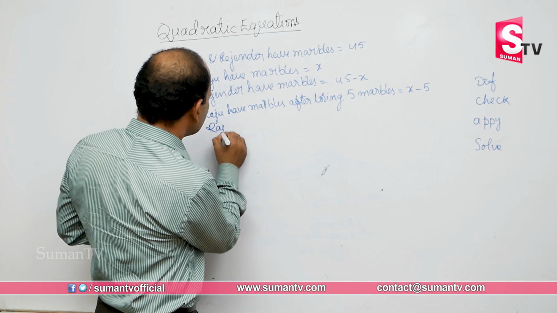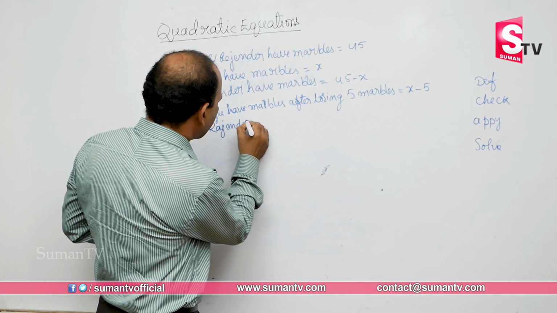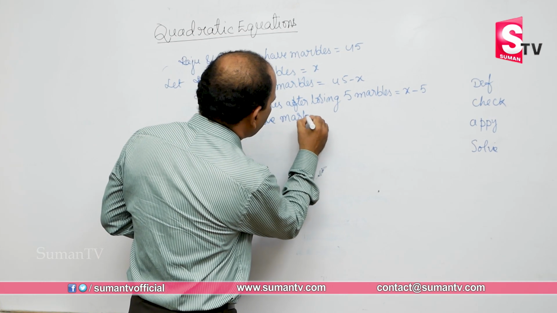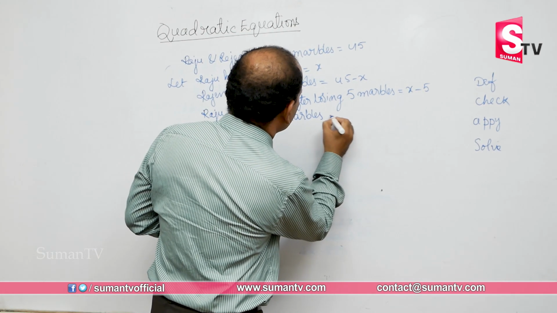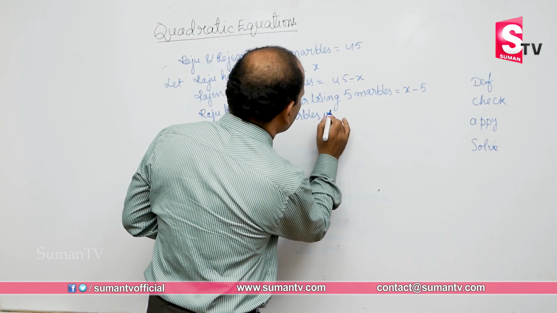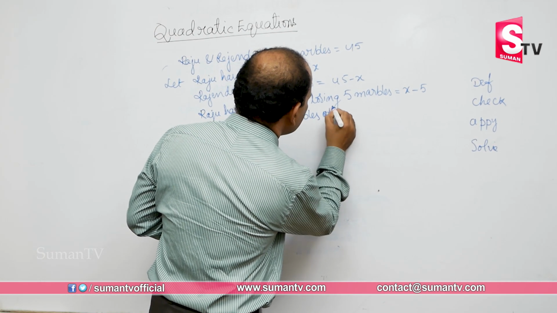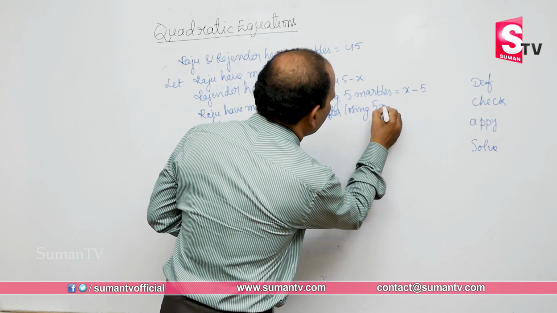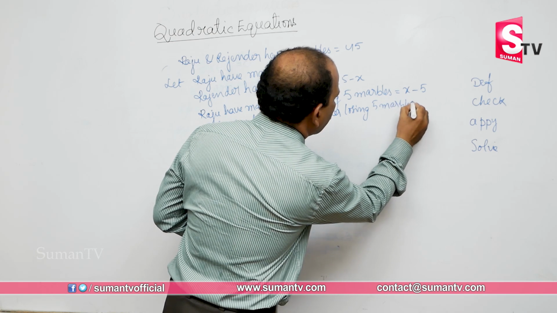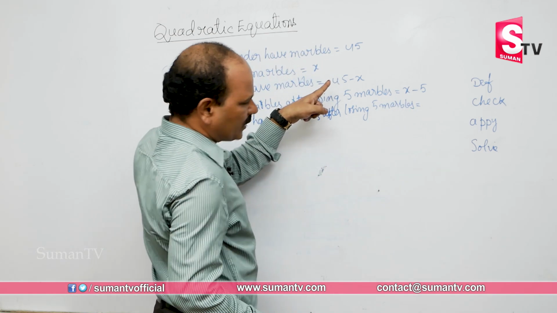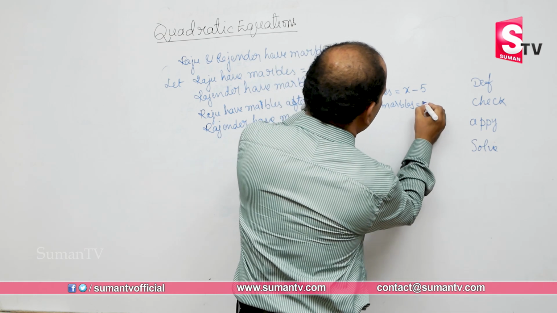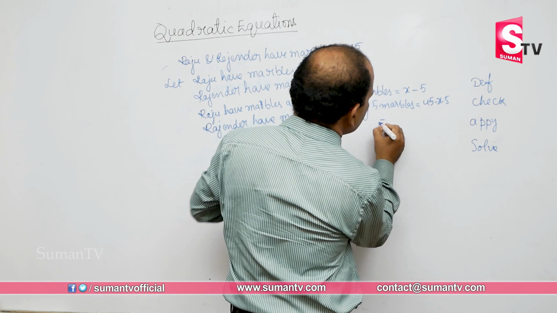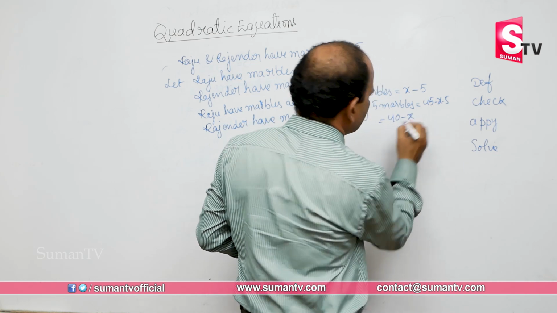Next, Rajender has marbles after losing 5 marbles equal to, here also we have to subtract 5 from 45 minus x. 45 minus x minus 5 is equal to 40 minus x.